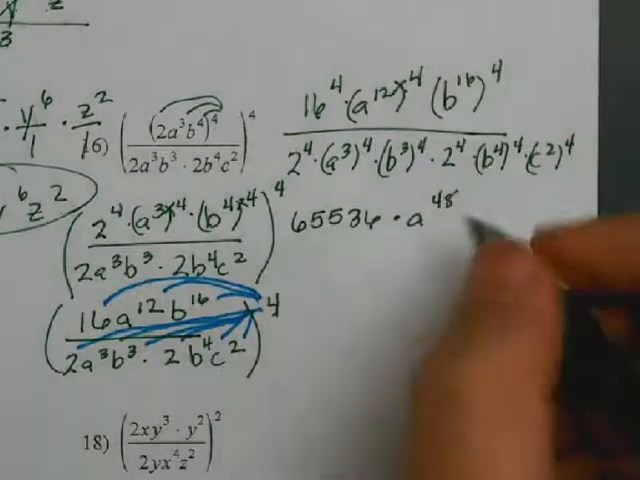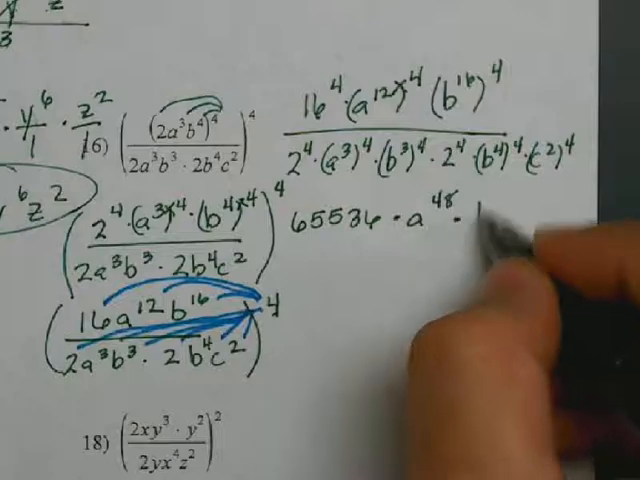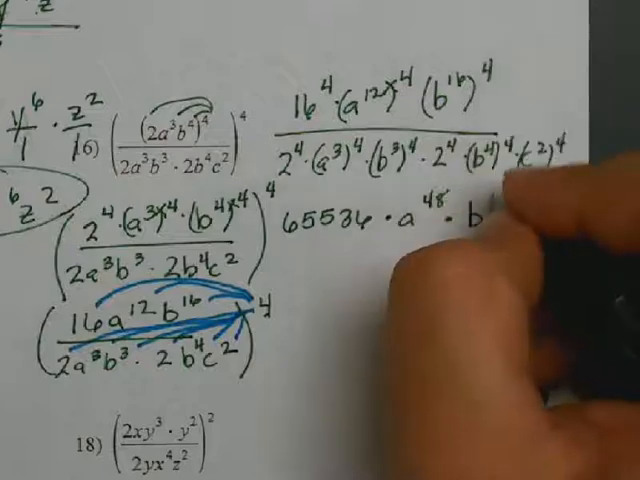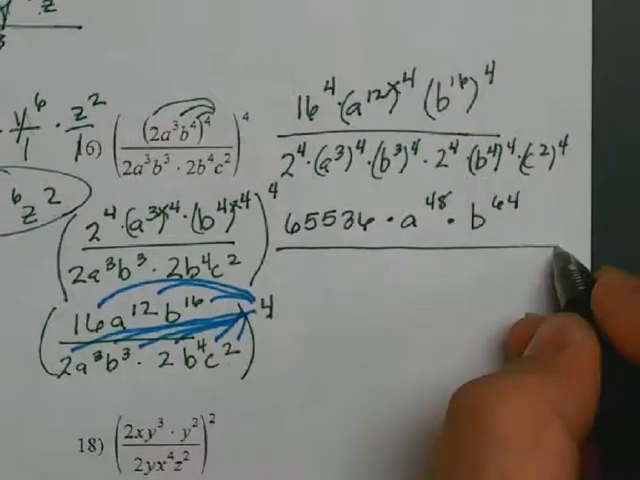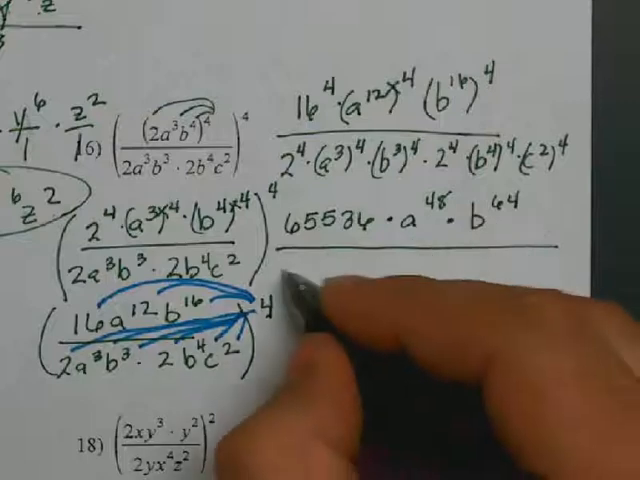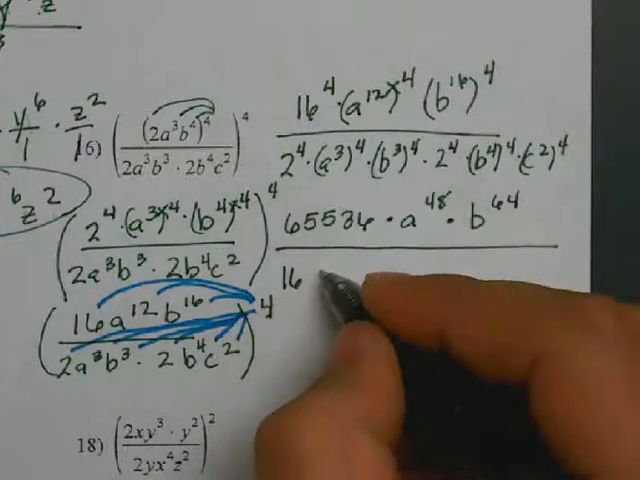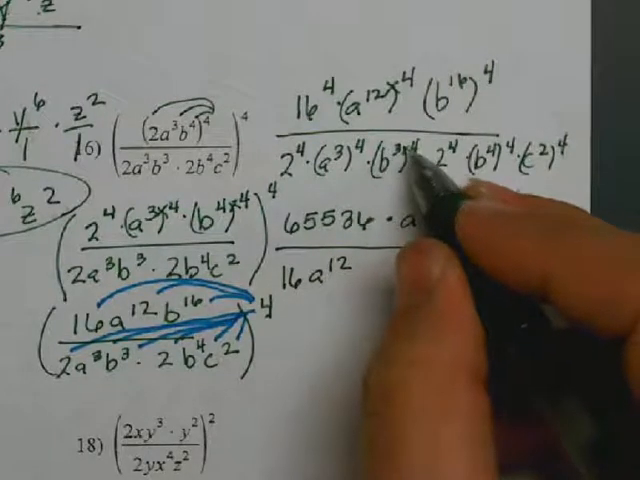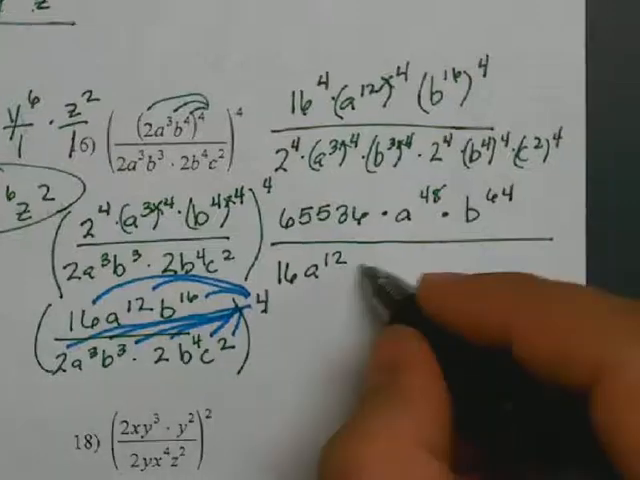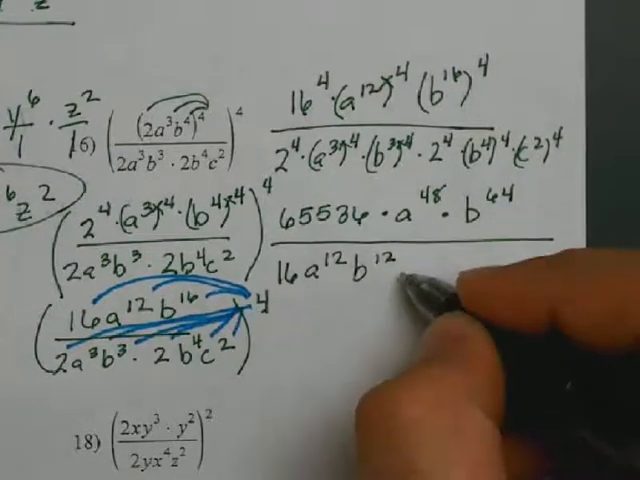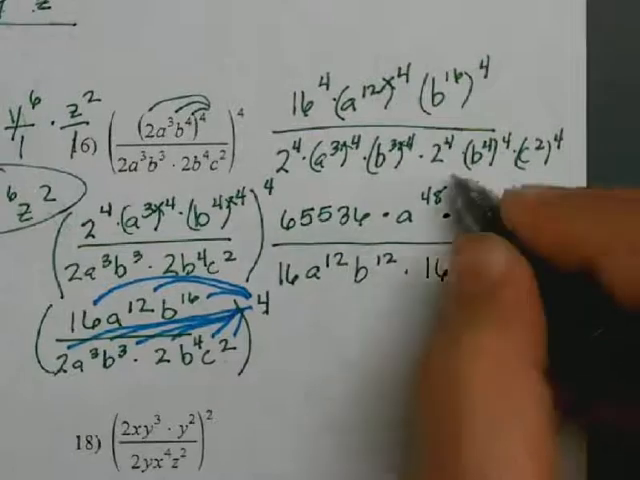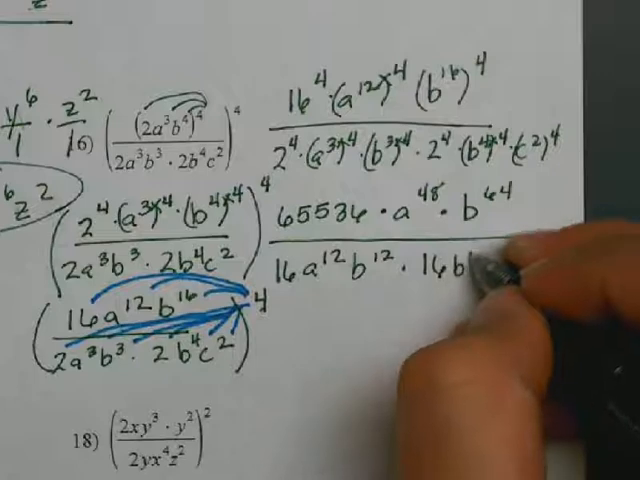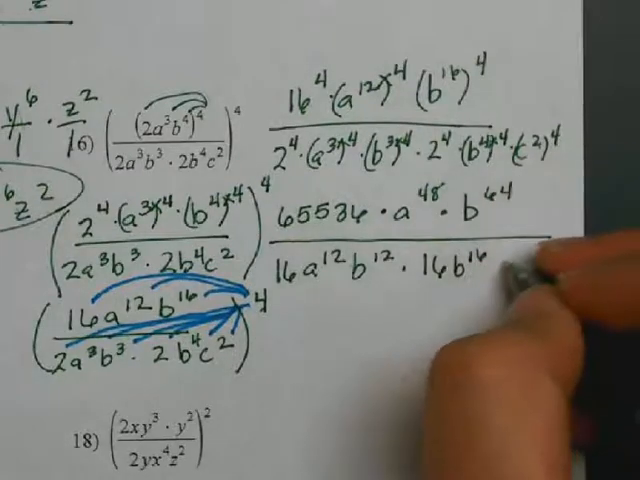And then, again, here we have times b. You say 16 times 4, and that's going to give us 64. And all that is over 2 to the 4th power, which is 16. A cubed to the 4th power is a to the 12th. B to the 3 times 4, that again, you're just multiplying those because they're power over power, b to the 12th power. And then you have another 2 to the 4th, which would be 16. B to the 4th to the 4th is b to the 16th. And c squared to the 4th is c to the 8th power.